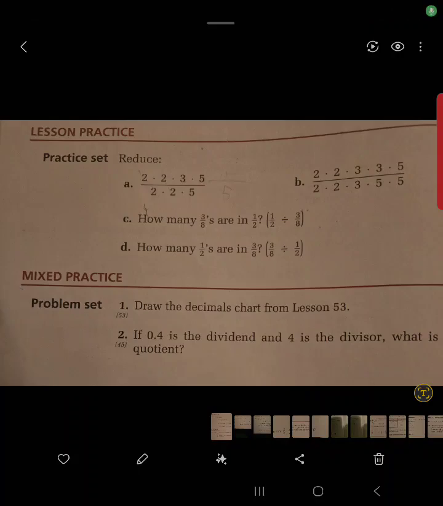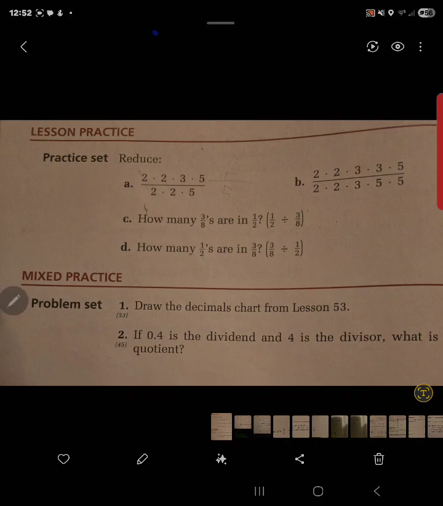Ladies and gentlemen, this is the lesson practice on basically the bottom half of page 290. We're going to go through these rather quickly. This is part 4 of lesson 54. All right, so it says reduce. All we have to do on this practice set, we're going to go over letter A.